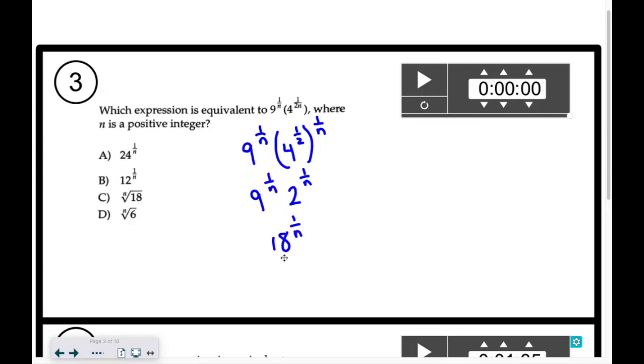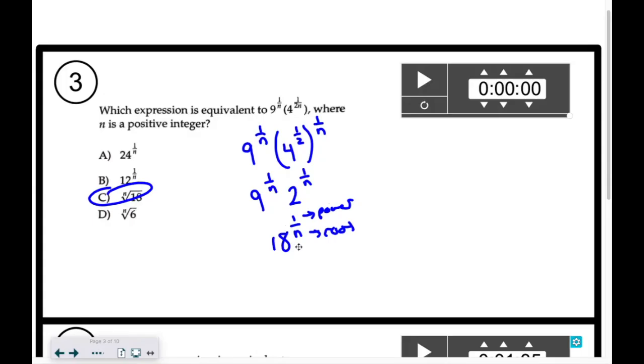And then what we talked about on the last problem was how to change it. So this represents the power and this represents the root. So therefore, that is the square root of 18. So the answer ends up being C. So that's again a bit of a higher level problem.